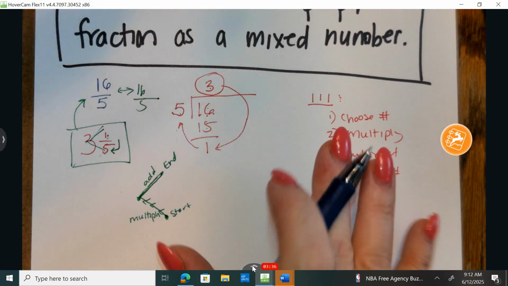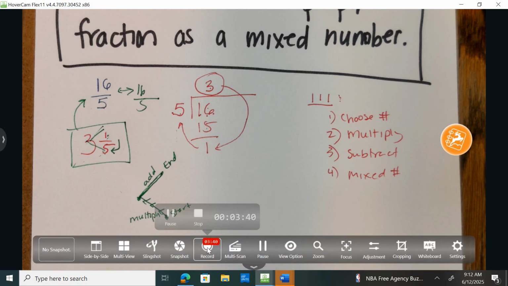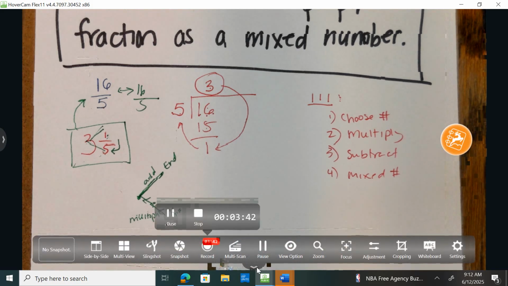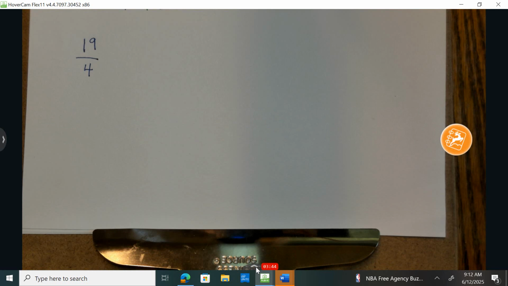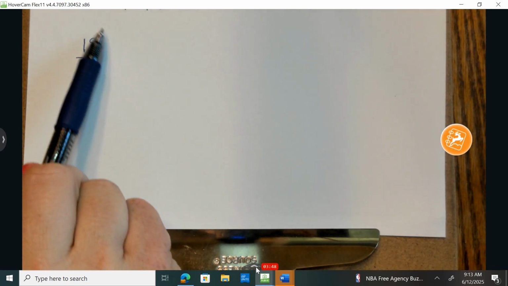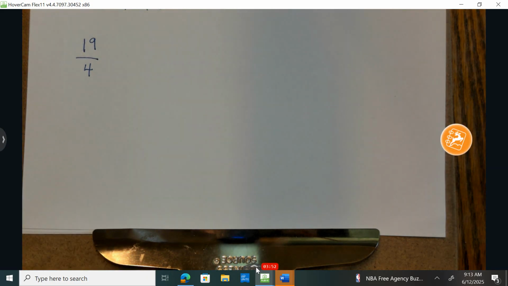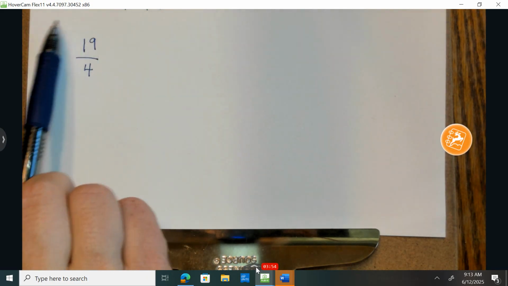Let me reset this. What I would like you to do now, this is our second example in this video, is practice rewriting this improper fraction when the value on top is greater than the value on the bottom. Rewrite this as a mixed number.